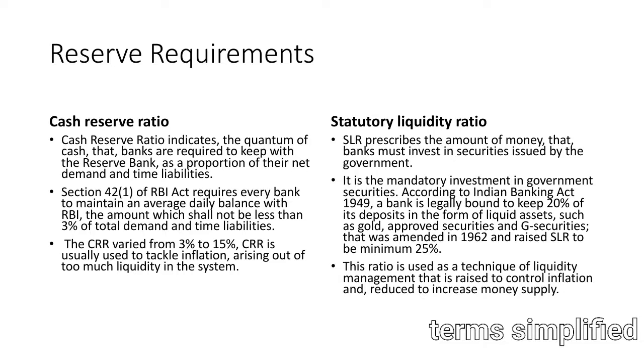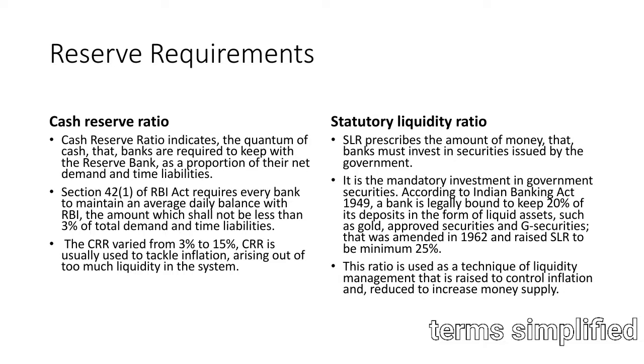The primary reserve requirement is cash reserve ratio. Cash reserve ratio indicates the quantum of cash that banks are required to keep with the Reserve Bank as a proportion of their net demand and time liabilities.